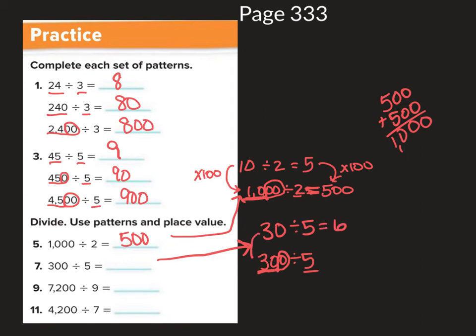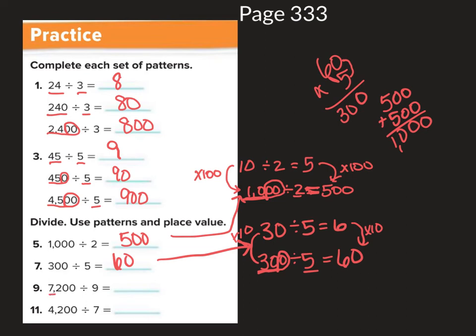1 zero means I'm multiplying by 10. Right? When I add 1 zero, it's multiplying by 10. When I am putting on 2 zeros, it's multiplying by 100. So therefore, my answer also needs to be multiplied by 10, and that will get me to 60. Can you check with multiplying? Let's see. 60 times 5. 5 times 0, 0. 5 times 6, 30. Look at that, 300. We did it right.